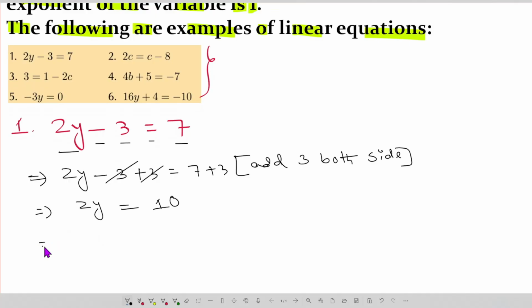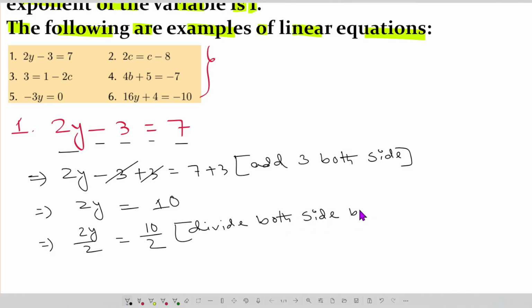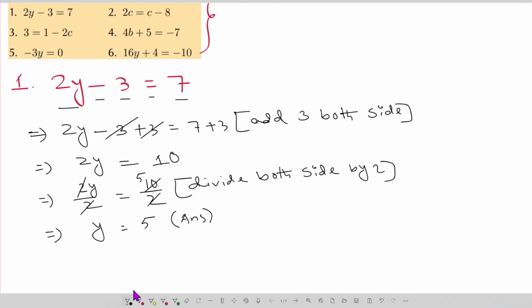Now we can divide both sides by 2. 2y by 2 equals 10 by 2. We can write divide both sides by 2. Therefore, we can get easily the value of y, which is 10 divided by 2 is 5. So our result is 5. Okay, very simple. Next, number 2.